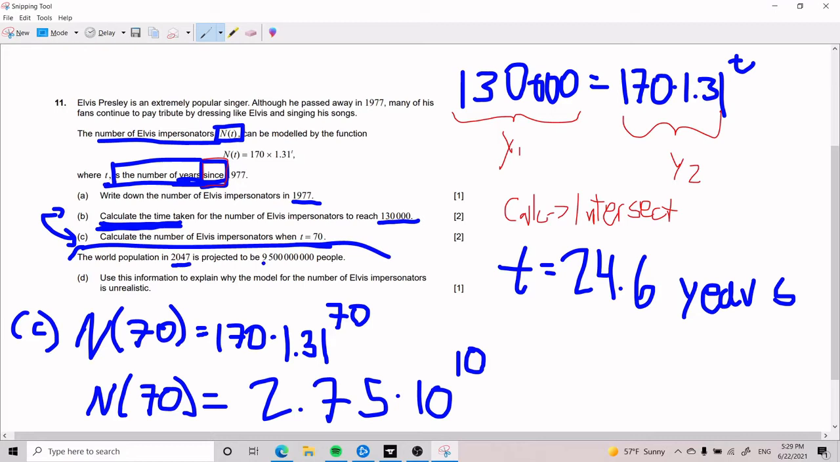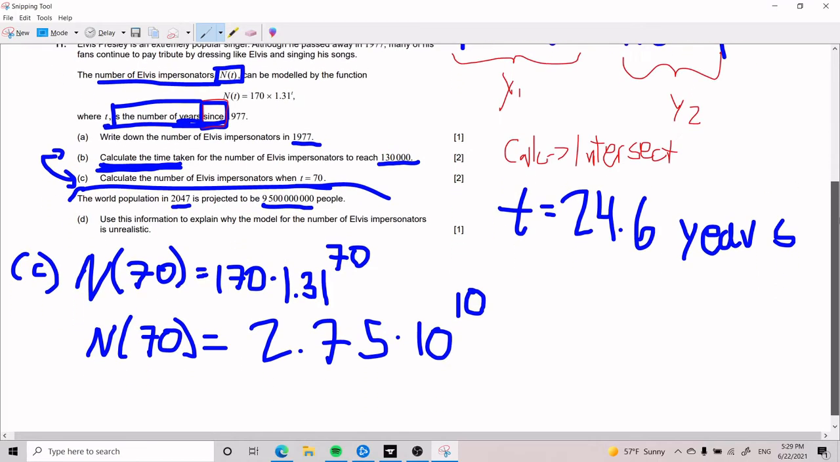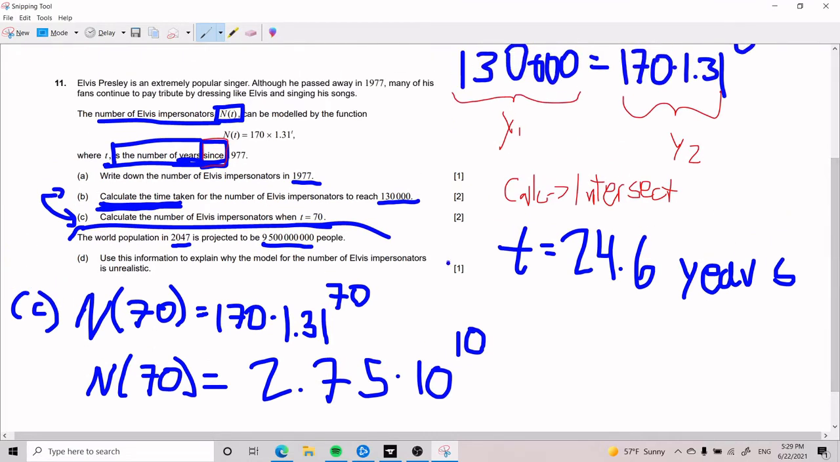Okay. So for part D, they give us that the world population in 2047 is projected to be about 9.5 billion people, right? So we need to use this information to explain why the model for the number of Elvis impersonators is unrealistic. Now, first things first, this one is a little bit harder to explain, but also it's only worth 1 point, so don't sweat it too much.